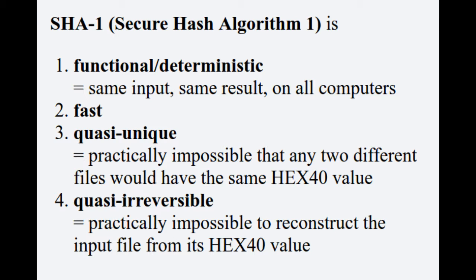Fourth, it is quasi-irreversible. If a file or string has a certain hex 40 value, and you only have the hex 40 value, then the only way to find out about the original file is to test all the files there are, until the result is a match. And that is infeasible. It is pretty impossible to draw conclusions or even to reconstruct the original input file or string just from its hex 40 value. Even if the difference between two files is very small, the hex 40 value will be very different and does not show any similarity at all.